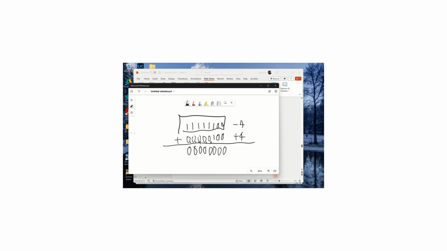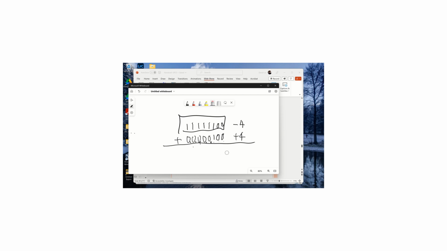Now, there is a kind of simple way of converting. So I have shown you how to convert a positive number to a negative number. And you can also convert a negative number to a positive number by doing exactly the same two's complement method.